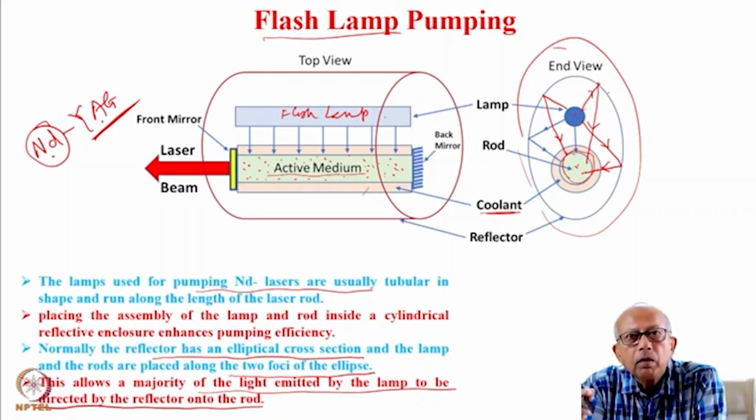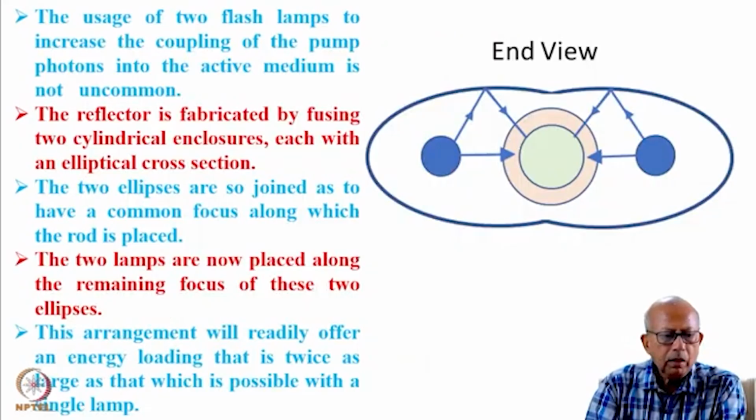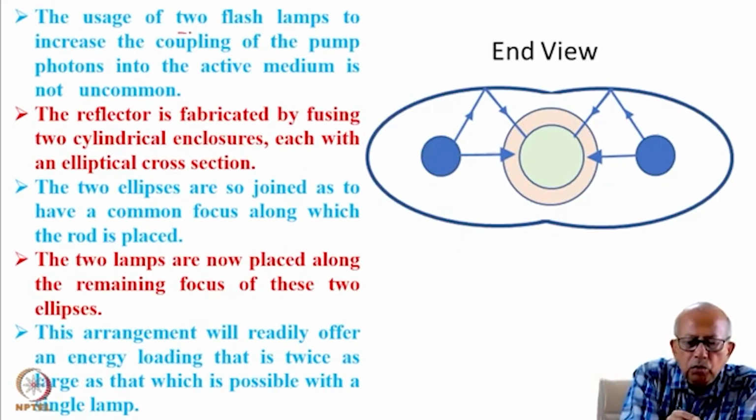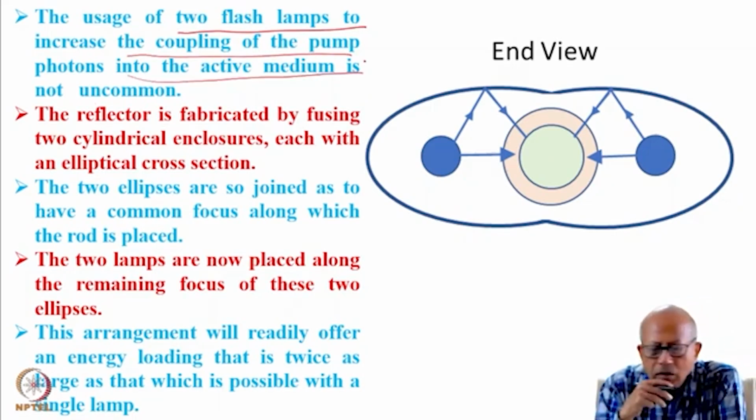rod, and it will help in the pumping efficiency, that is, increase the population inversion. The usage of two flash lamps to increase the coupling of the pump photons into the active medium is also not uncommon.